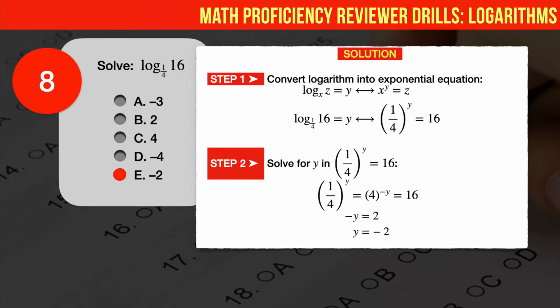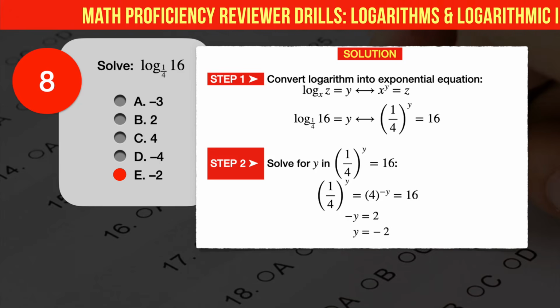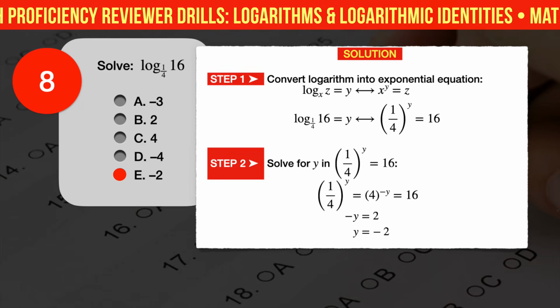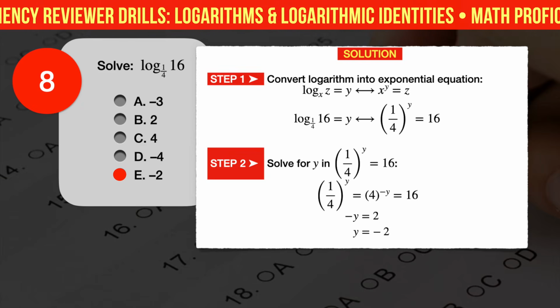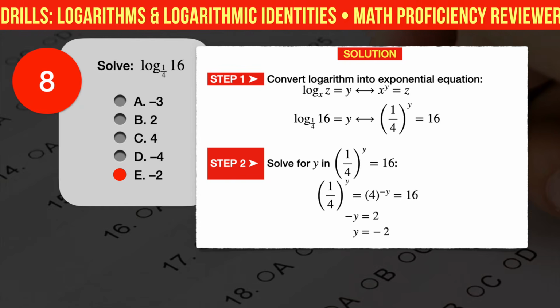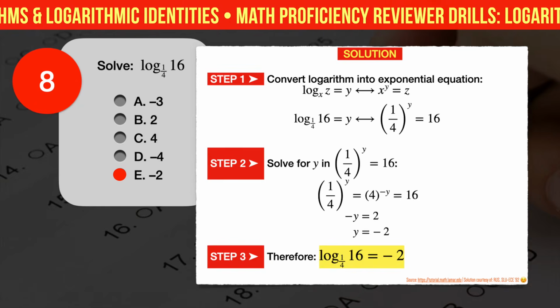Next, if we replace 1/4 with its reciprocal, which is 4, we must also replace the exponent y with its reciprocal, which is minus y. Now, what exponent of 4 will produce 16? It's 2 of course. So minus y equals 2, and thus y must be minus 2. Therefore, logarithm base 1/4 of 16 is equal to minus 2.